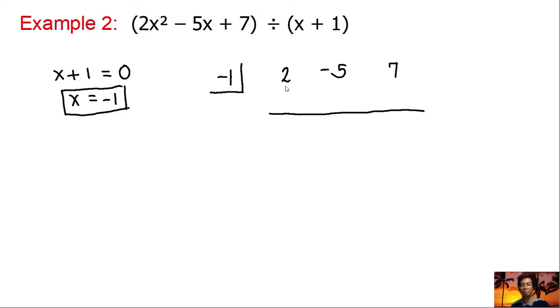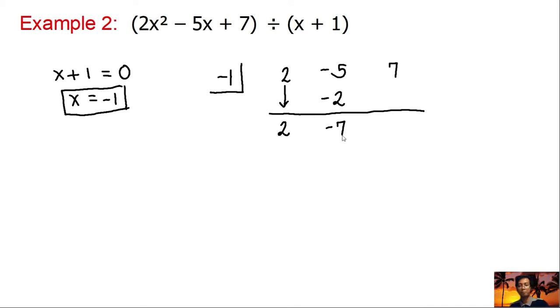First step, bring down the first number. So, bring down natin. So, magiging 2. Next step, times. 2 times negative 1. Correct? That is equal to negative 2. Okay, next step, add negative 5 plus negative 2. Of course, that is equal to negative 7.